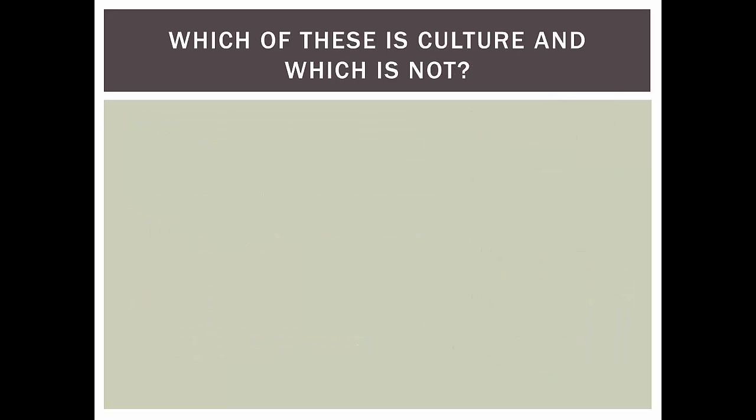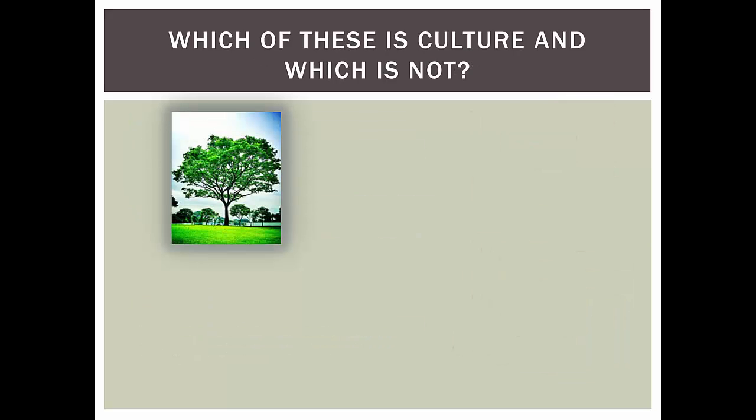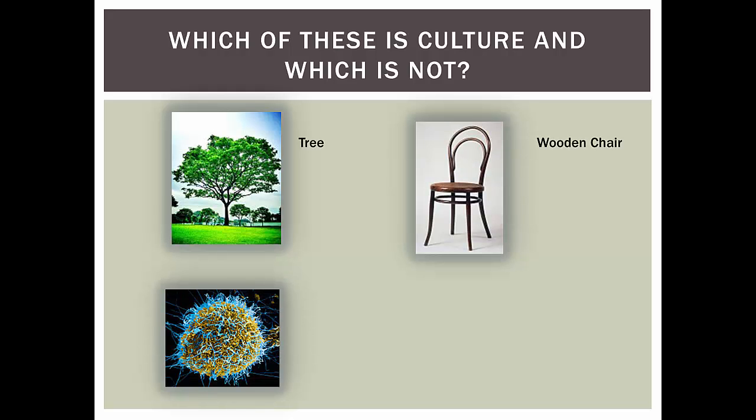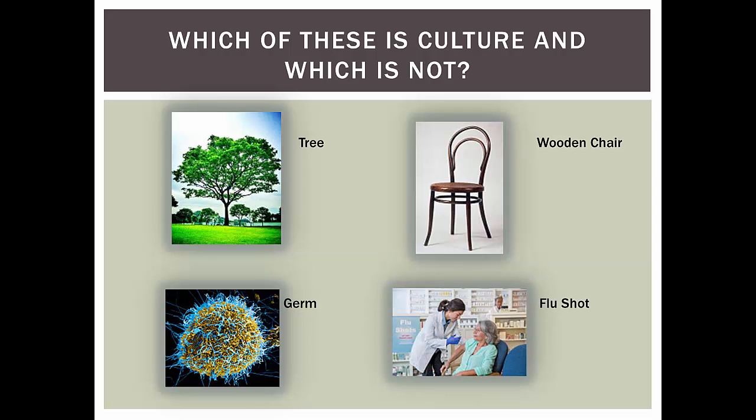We're going to take a look at different pictures and decide whether they qualify as culture. First off, we have a tree, a wooden chair, a germ, and a flu shot. So the pictures on the left are not part of culture. A tree grows naturally with very little human influence. You could argue that a human does decide where and when to grow a tree, but for the most part, the biological process of the tree is something that occurs naturally.